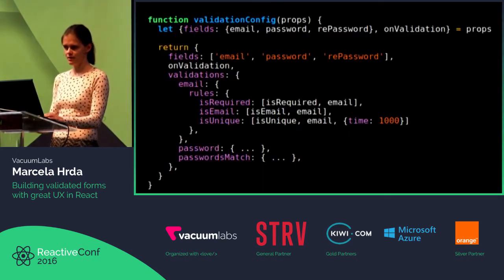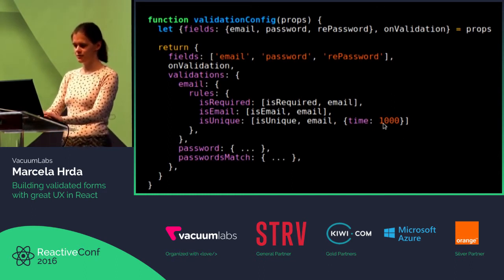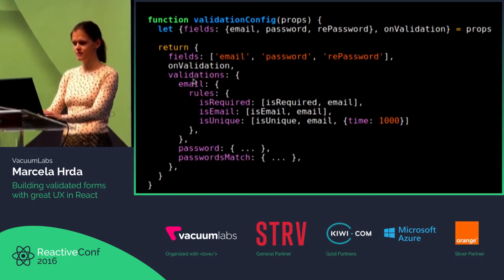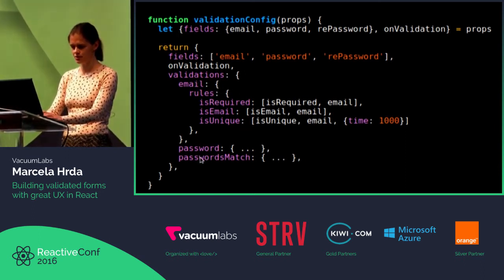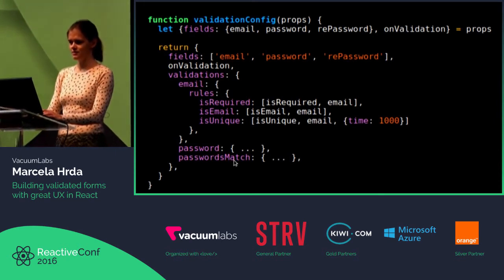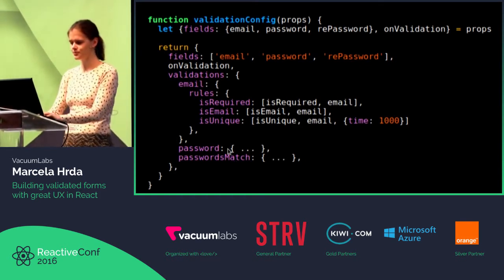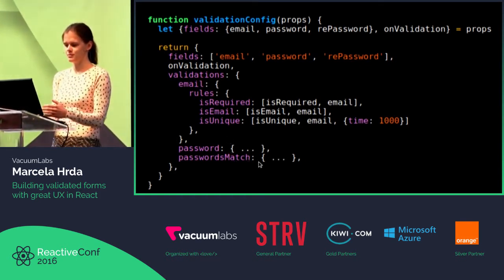Let us now look at the code. If you want to use the library, you need to define a function like this. It takes properties, React component properties, as an argument, and it returns an object. The most important part of the object is this validations part. We have 3 validations here: email, password, and passwords match. Note that this last one doesn't validate a single field, but it checks whether 2 fields are the same. So multiple field validations are really straightforward here.